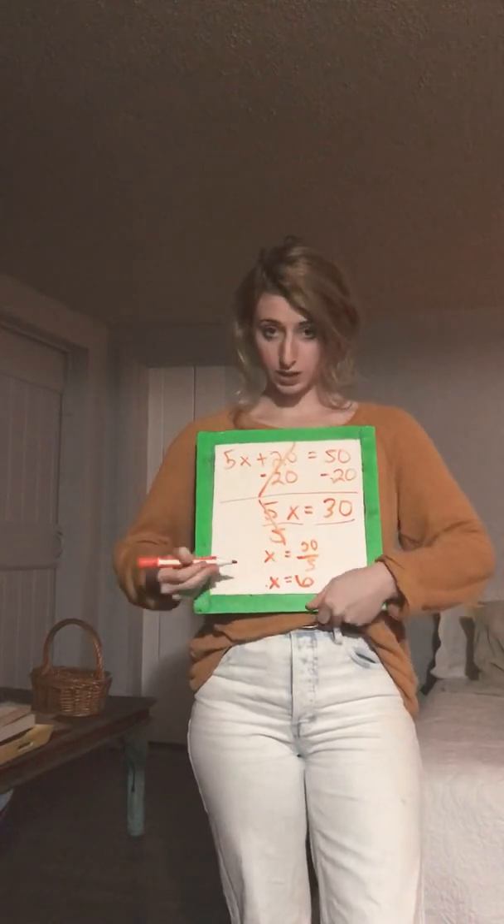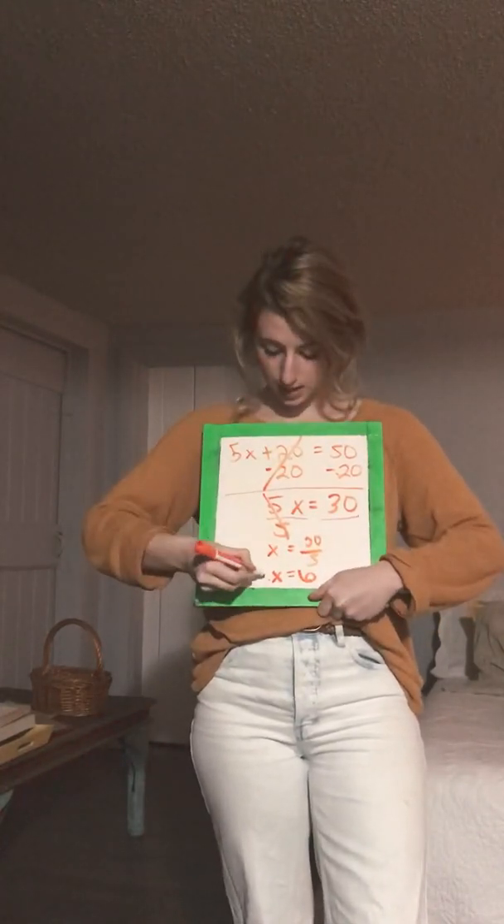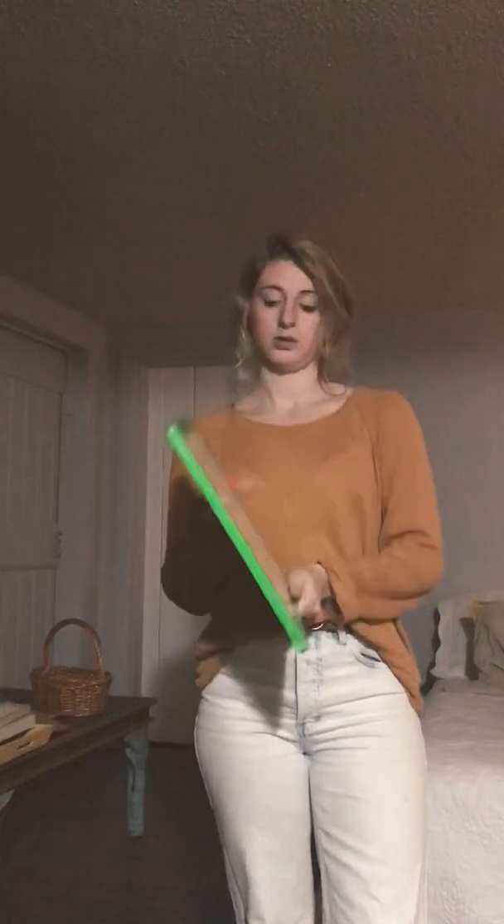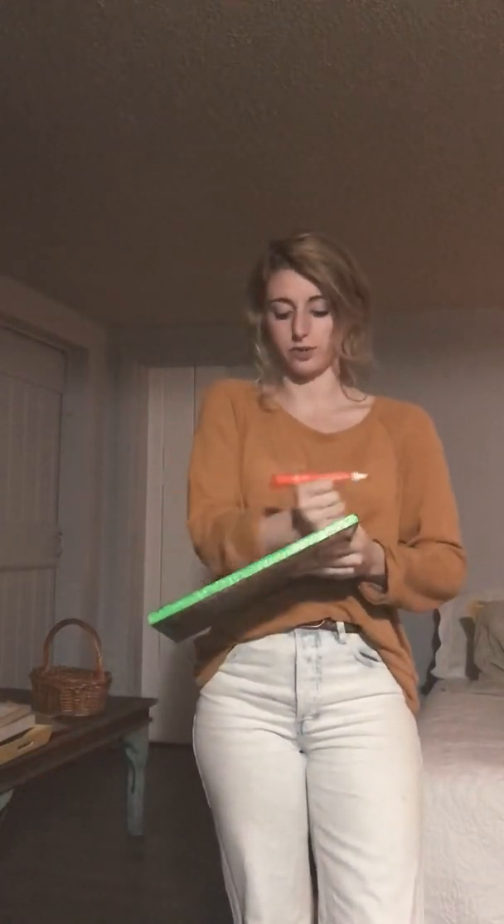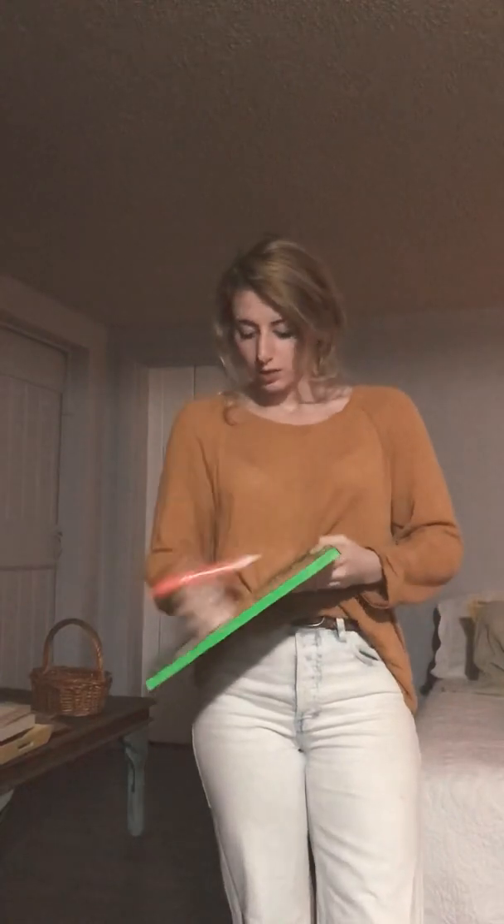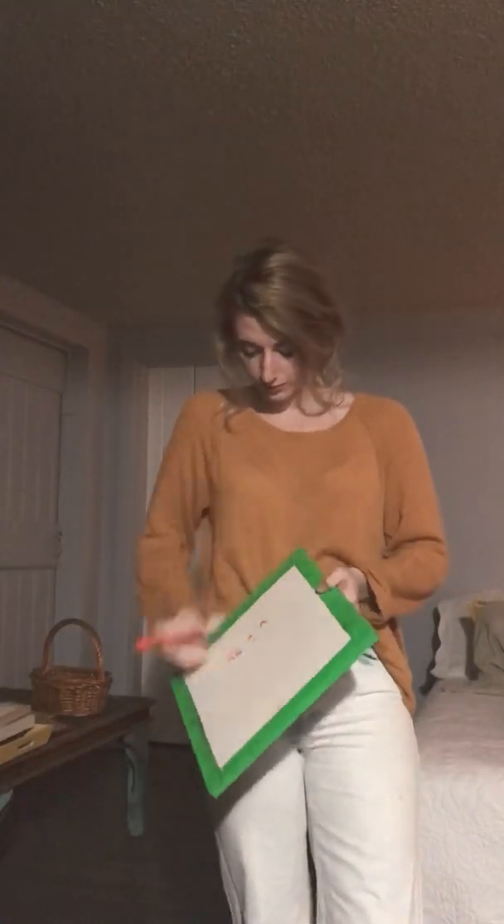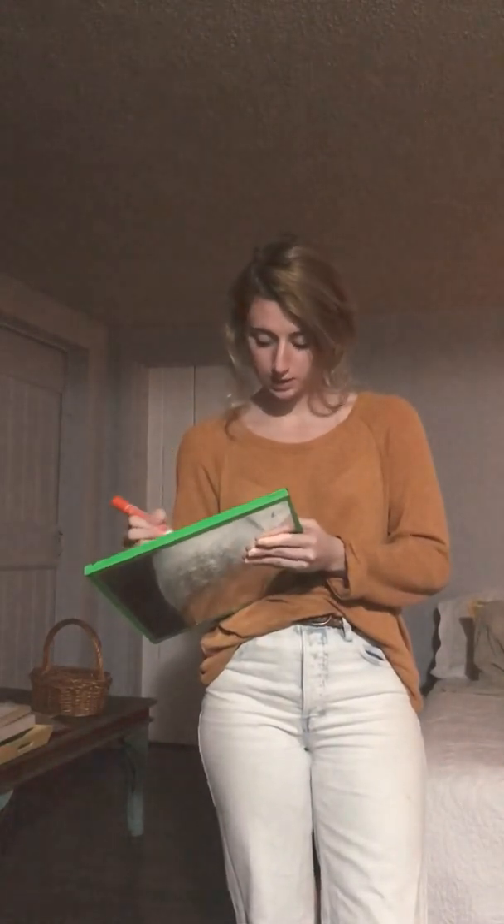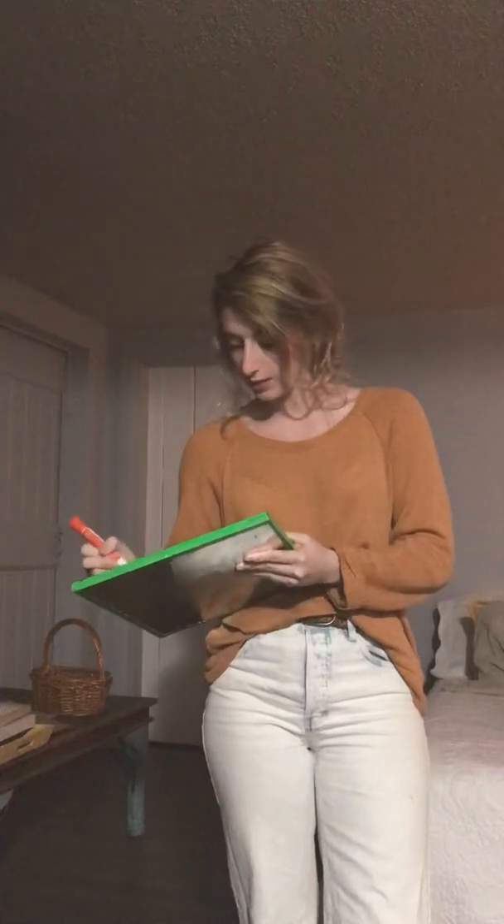Now we need to check ourselves just to make sure, because mistakes do happen. We need to plug this back in to right there. I'm going to erase since I don't have a bunch of room. So 5x plus 20 equals 50.